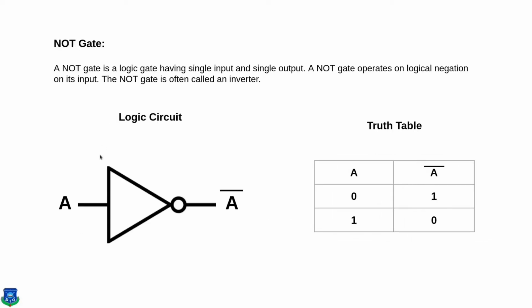NOT gate. A NOT gate is a logic gate having a single input and a single output. A NOT gate operates on logical negation on its input. The NOT gate is often called an inverter. Here is the logic circuit of a NOT gate. If we look at the truth table, we will see that if the input is true, then the output will be false. Similarly, a false input results in a true output.